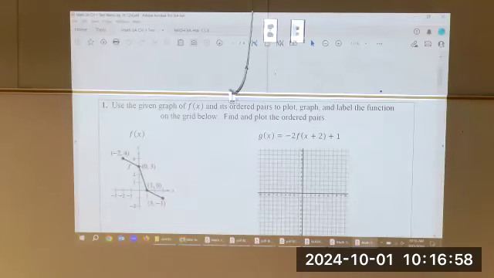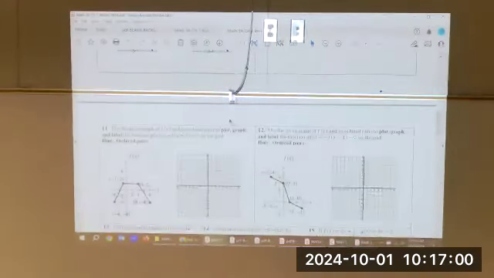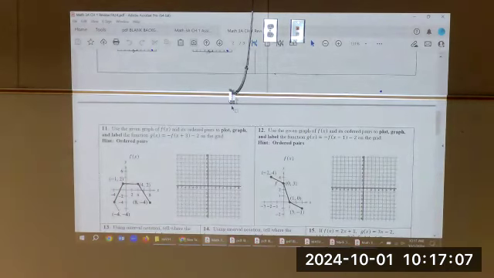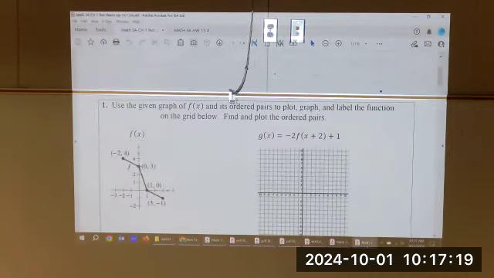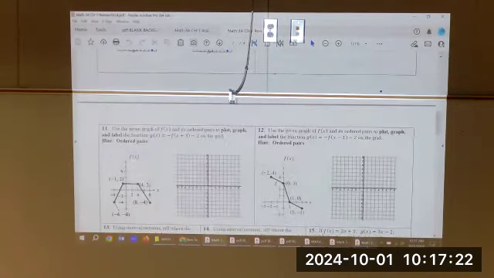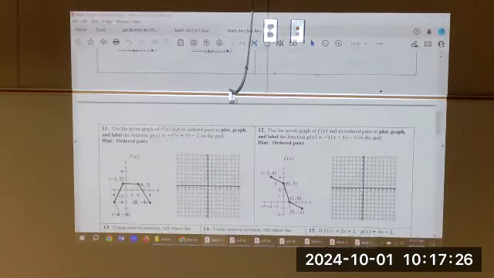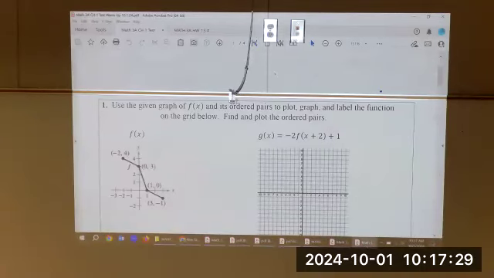On the review sheet, there are 2 problems, number 11 and 12, for practice. You might even recognize the picture for number 11 right here. Look at that. Different numbers, same idea. So it's all about the ordered pairs.